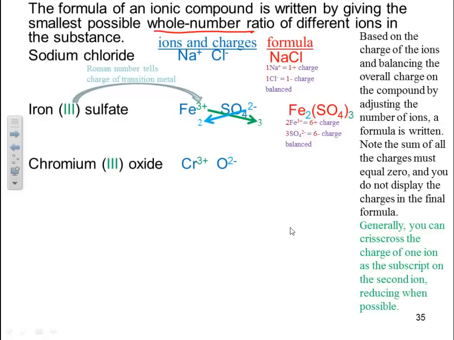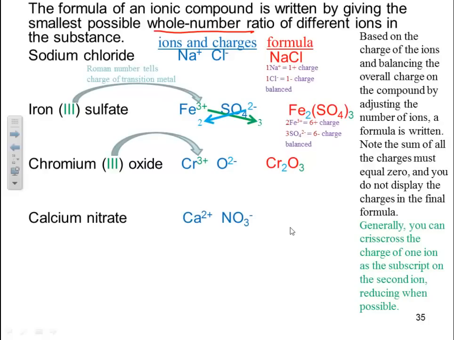Chromium(III) oxide. Once again, the Roman numeral tells me my charge on chromium. I need to write my formula, so I can crisscross and basically say I need 2 chromiums and 3 oxygens, which would give me a total of 6 pluses and 6 minuses. My formula is Cr subscript 2, O subscript 3.